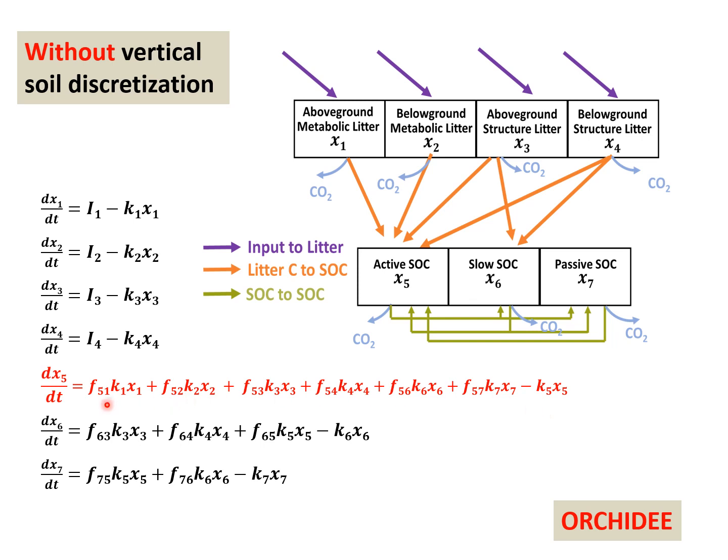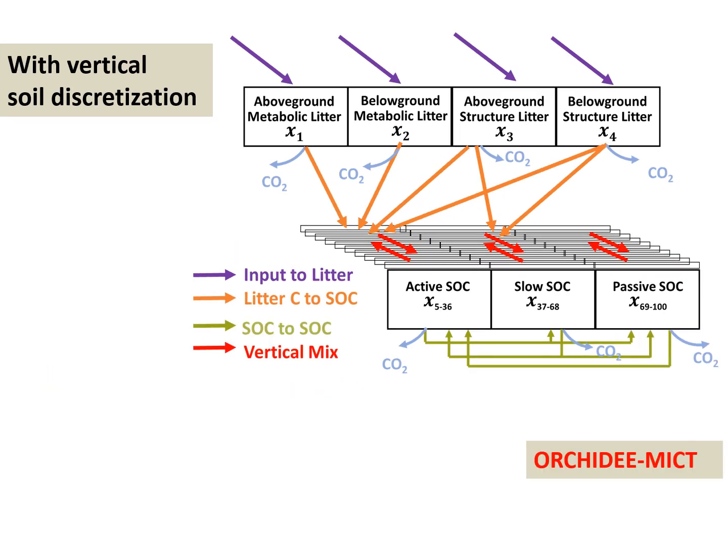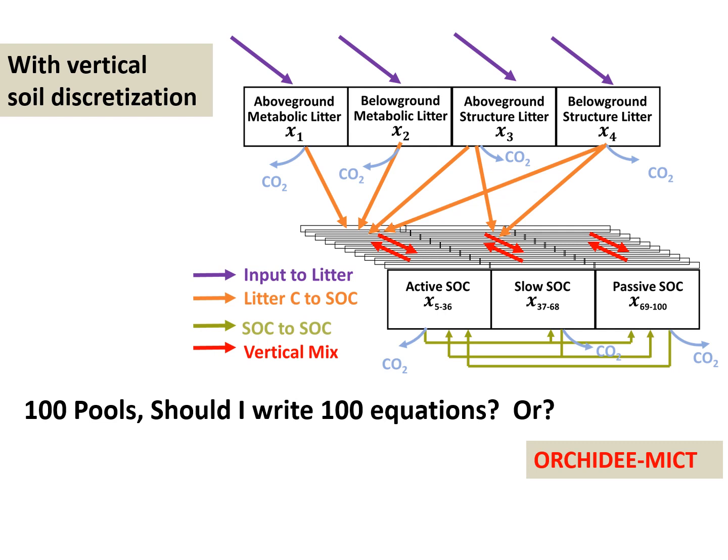I use the symbol F51 to represent the fraction of outgoing flux from X1 that goes into X5. In a real model, sometimes we may only need a simple parameter to parameterize this fraction. Sometimes we may need a very complex function or functions to capture the complex interactions with different factors in the real world. So when we have a very small number of carbon pools, it's not that difficult for us to write down the carbon balance equations one by one.